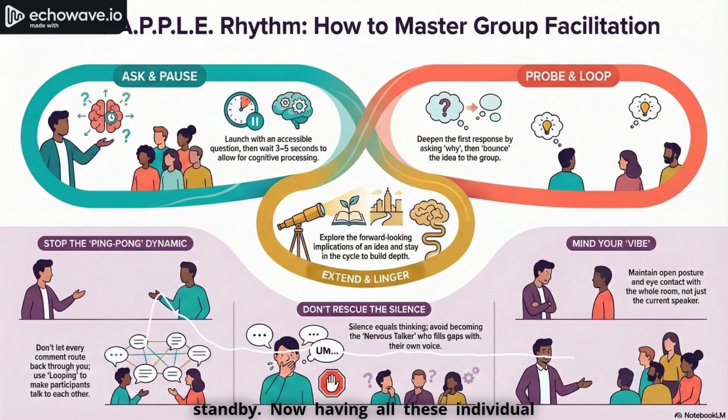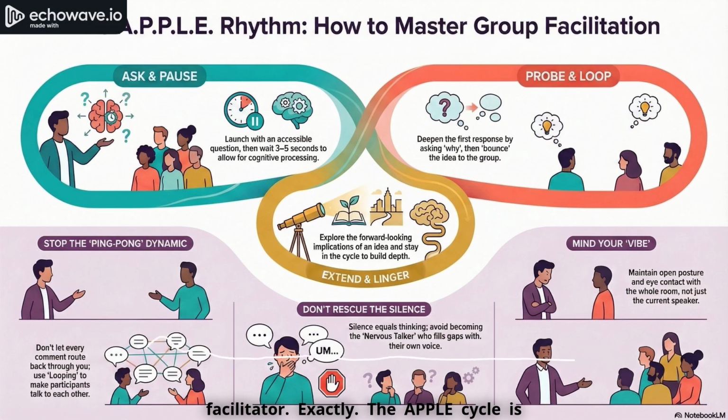Now, having all these individual tools, ask, pause, probe, loop, extend, and the physical vibe, it's only effective if you know how to sequence them. Right. The real engine of a great discussion is the cycle. The default cycle most untrained leaders fall back on is entirely linear. Ask a question, get an answer, ask the next question. It's a straight line that just burns through material and totally exhausts the facilitator.